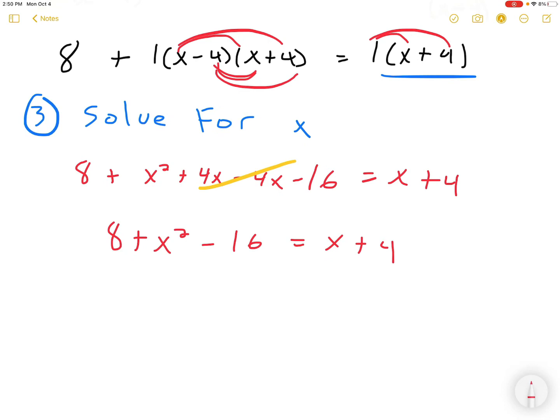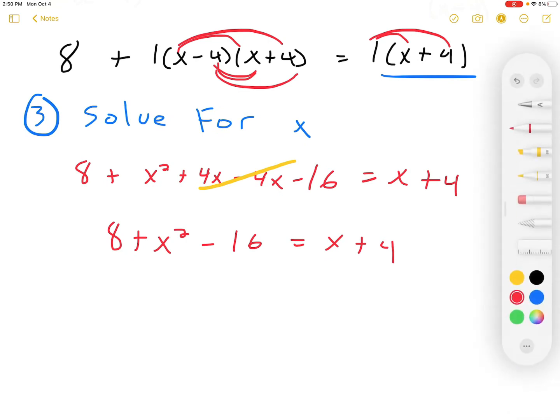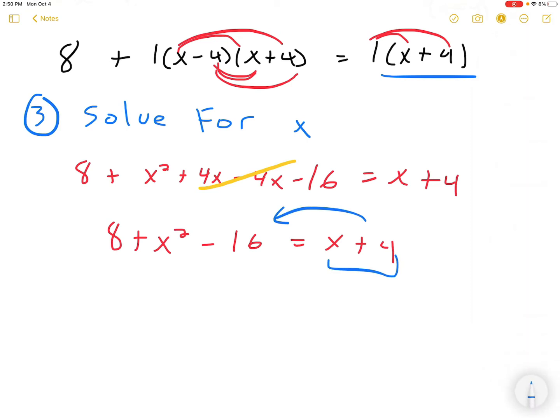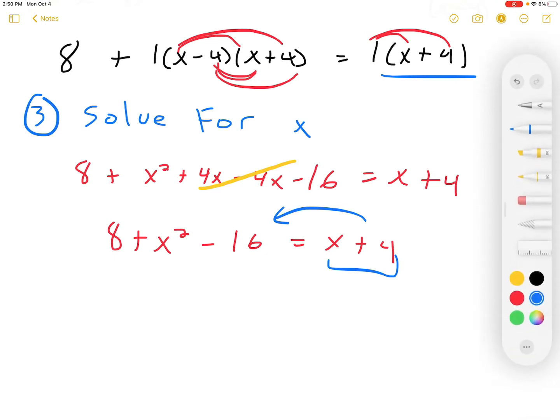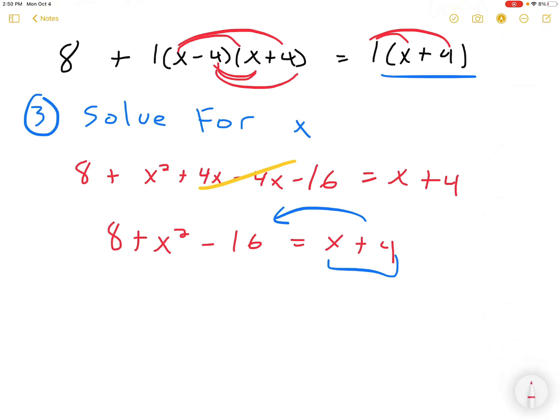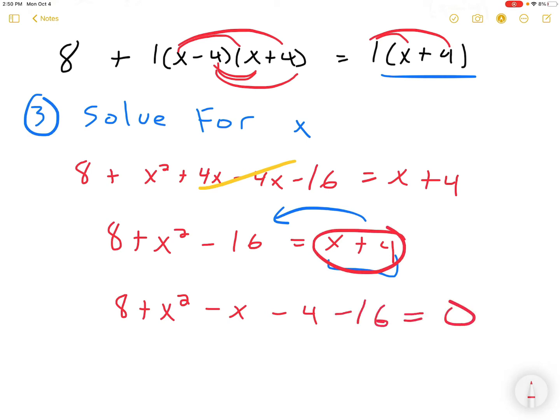And then finally, I'm going to now move the right side of my equation over here. Plugging in everything, and I'll keep this in red here, we're going to go 8 plus x squared minus x minus 4, because when we bring these to the other side, they switch their signs. Minus 16 is equal to 0.